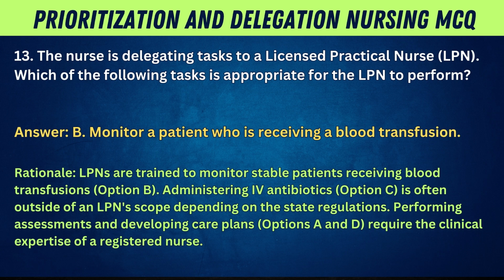Rationale: LPNs are trained to monitor stable patients receiving blood transfusions, option B. Administering IV antibiotics, option C, is often outside of an LPN's scope depending on the state regulations. Performing assessments and developing care plans, options A and D, require the clinical expertise of a registered nurse.